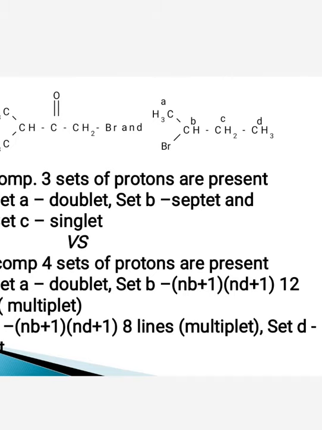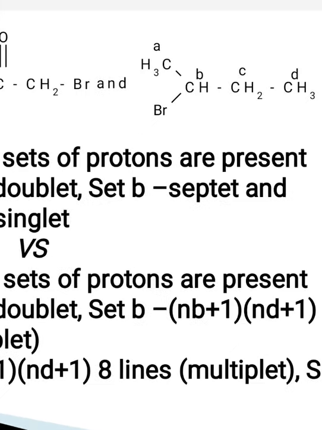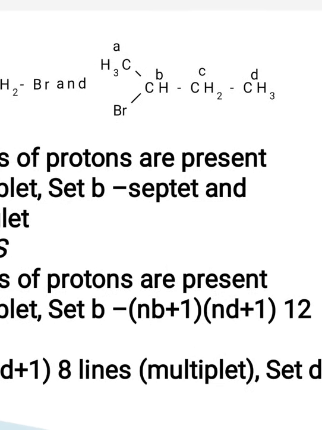Here there is a correction, see here. Is it right to write Nb here? No. We are calculating the number of lines for the B set of protons. So instead of Nb, here there should be Na, meaning the number of lines for B set of protons equals (Na plus 1) into (Nc plus 1).